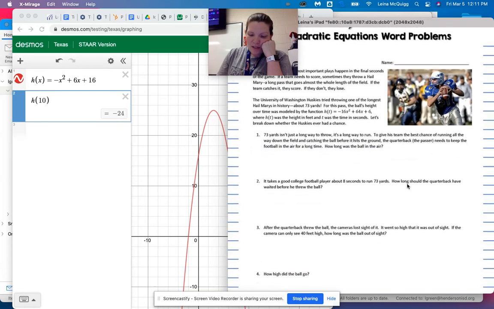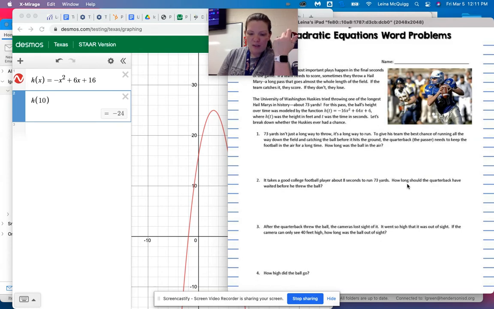So in football, some of the most important plays happen in the final seconds of the game. If a team needs to score, sometimes they throw a Hail Mary, a long pass that goes almost the whole length of the field. If the team catches it, they score. If they don't, they lose. The University of Washington Huskies tried throwing one of the longest Hail Marys in history, about 73 yards, which is ridiculous, okay?